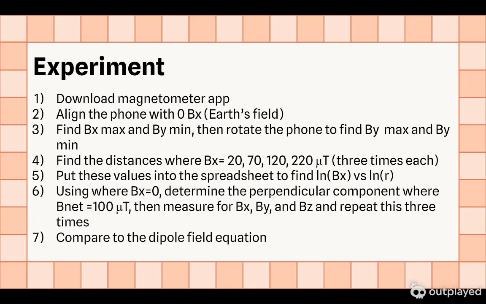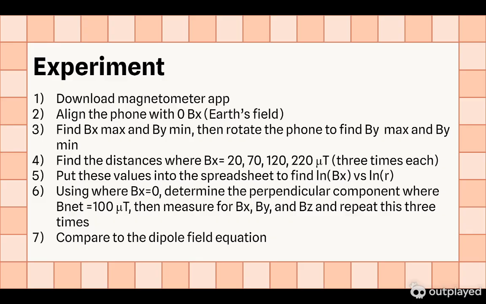So the experiment was to download the magnetometer app, align the phone with 0 BX, which is Earth's magnetic field, find BX max, BY minimum, then rotate the phone to find BY max and BY minimum. Find the distances where BX is equal to 20, 70, 120, and 220. You have to do those 3 times each.